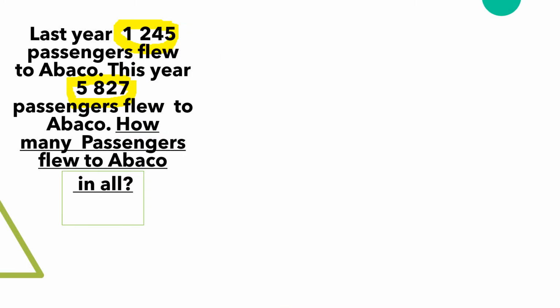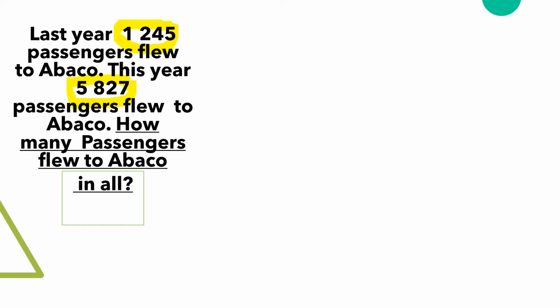Let's solve this problem using CUBES. First, you are to circle the relevant information that indicates how many passengers flew to Abaco last year and this year. Those numbers are 1,245 and 5,827. Next, you are to underline the question. How many passengers flew to Abaco in all?